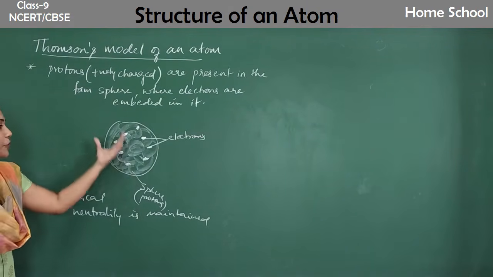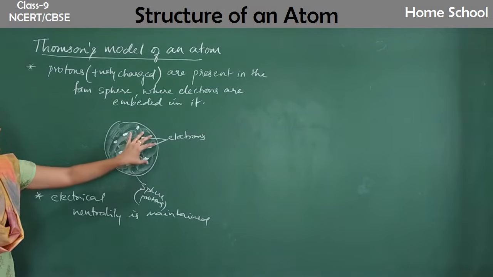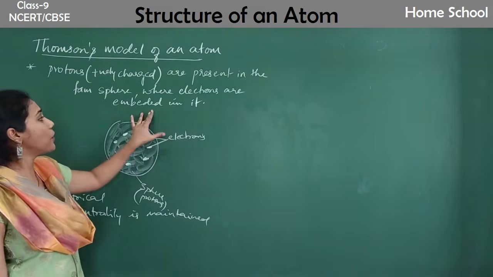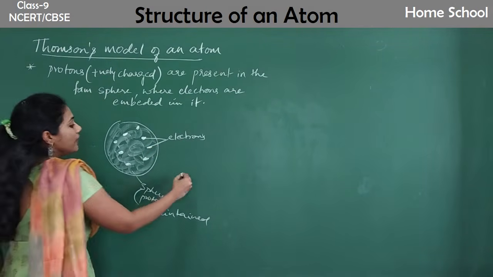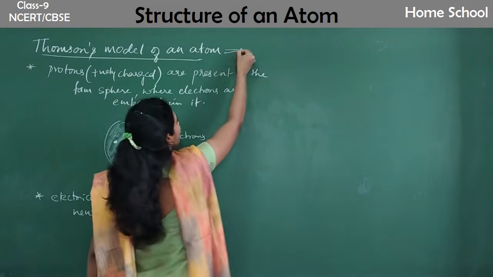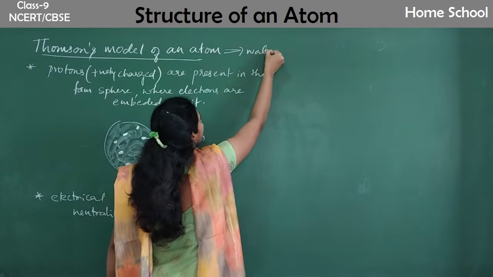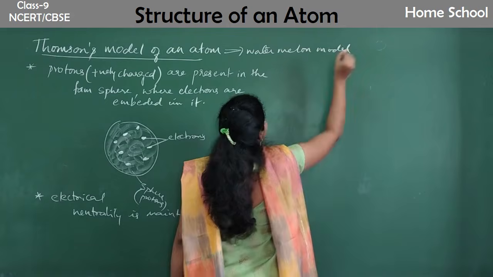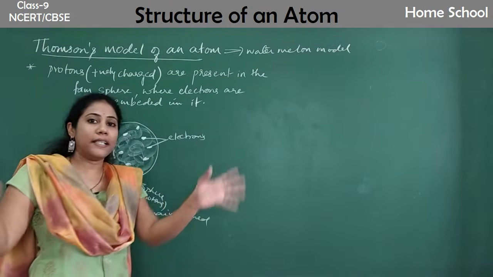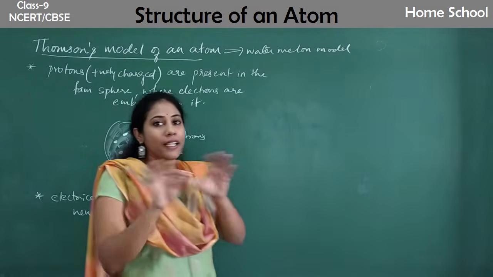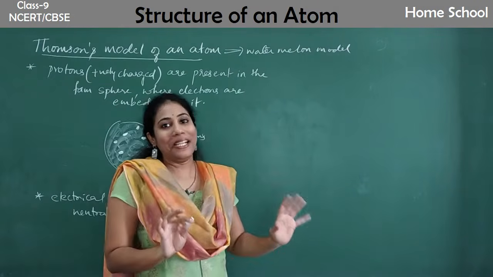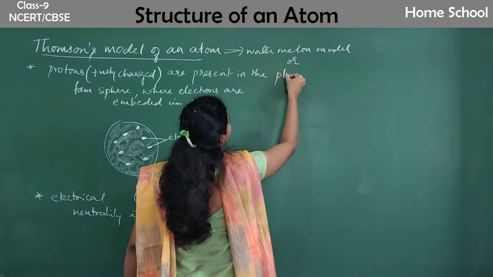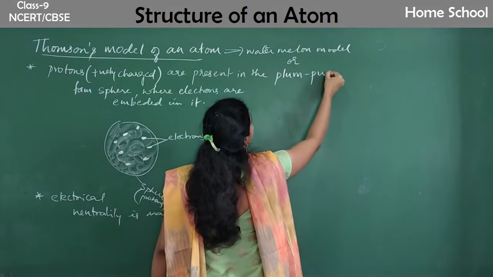So in the positive sphere, here and there the negative charges are fixed. This is what we call Thomson's model of an atom, and it was also called the watermelon model. Just like a watermelon piece it looks like. If you cut a watermelon in a round shape, you can compare that to an atom. Or it is also called the plum pudding model.